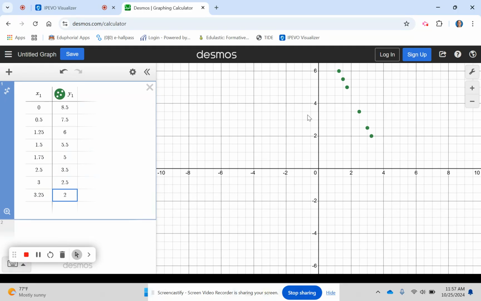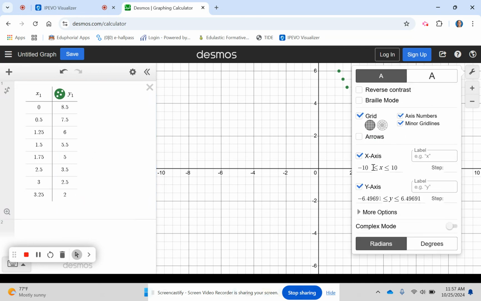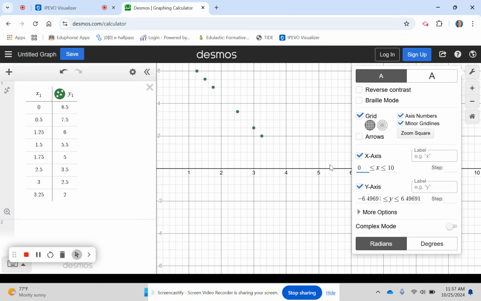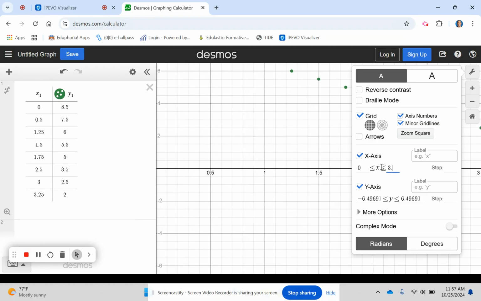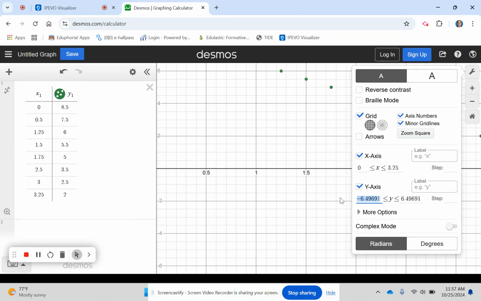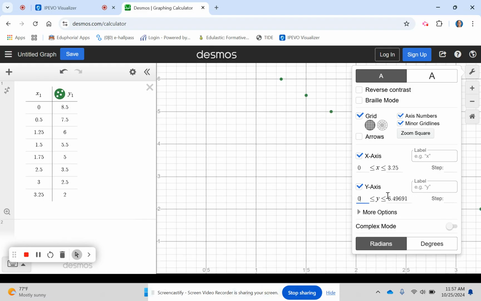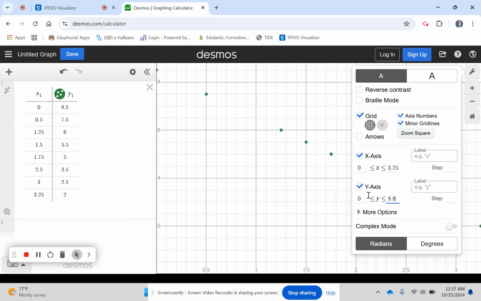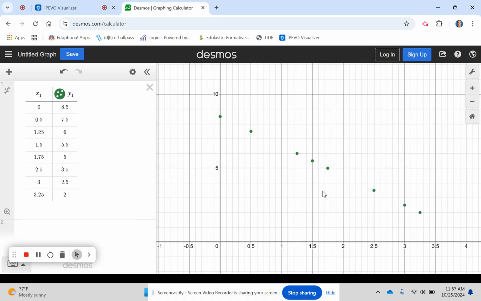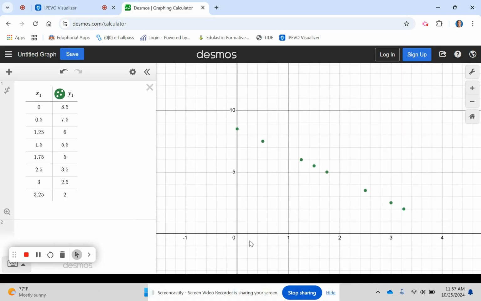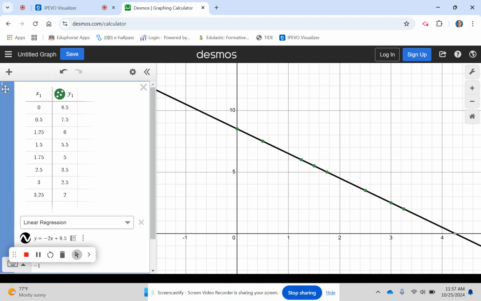All right, now let's go ahead and adjust the window so that the points match the graph. So I'm going to click the wrench. Let's go from 0 to, it looks like 3.25. And then let's go from 0 to the highest number, 8.5. All right, and then we can zoom out just a little bit. There's our points. Now we're going to press the regression button right here.